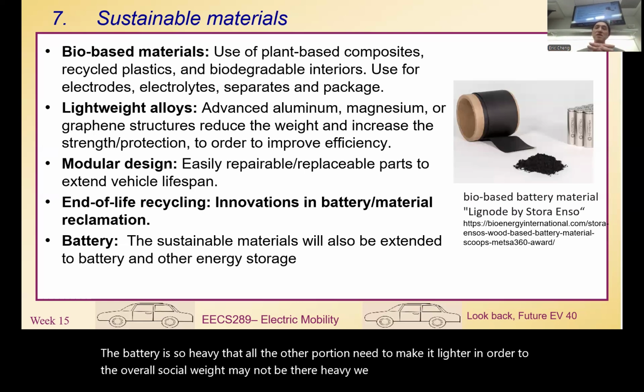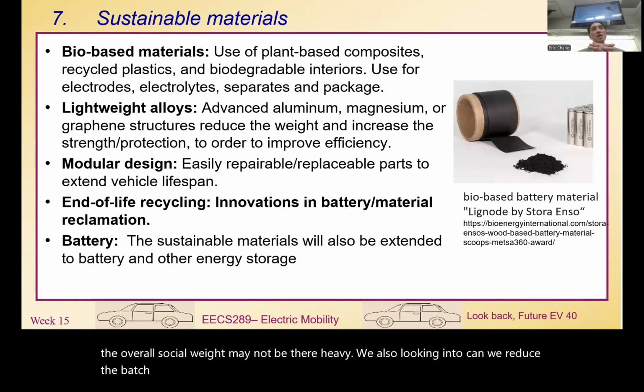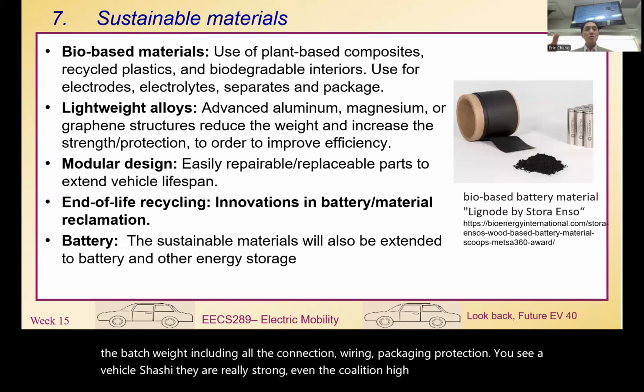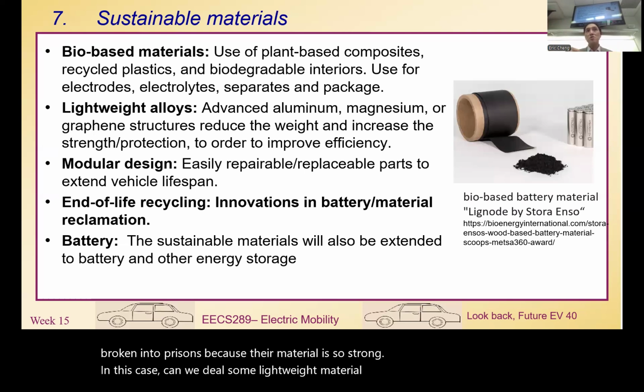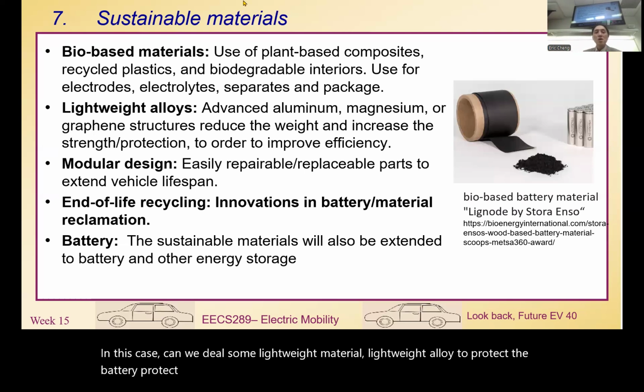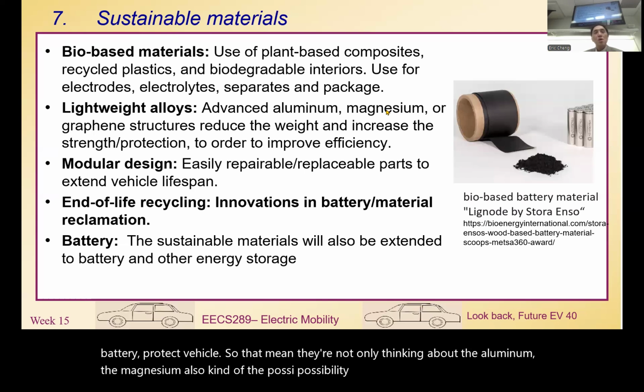We're also looking into whether we can reduce the battery weight, including all the connection, wiring, packaging, and protection. You see a vehicle chassis, they are really strong. Even in a high-speed collision, they won't break into pieces because the material is so strong. In this case, can we develop some lightweight material, lightweight alloy, to protect the battery and the vehicle? So we are not only thinking about aluminum; magnesium is also a possibility. Magnesium is also a light metal, even lighter than aluminum.